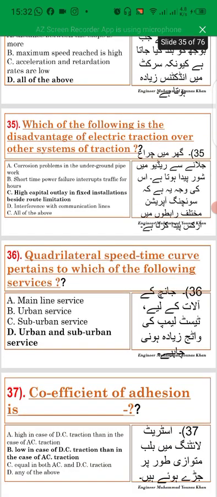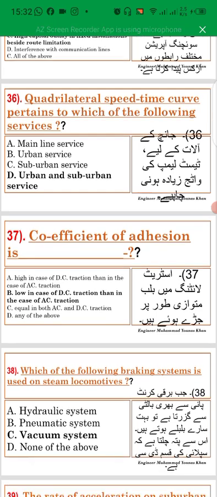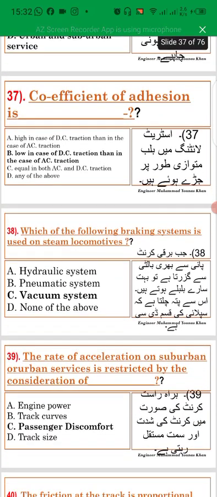Which of the following is the disadvantage of electric traction over other systems of traction? High capital outlay in fixed installation besides route limitation. Quadrilateral speed time curve pertains to which of the following services? Urban and suburban services. Coefficient of adhesion is low in case of DC traction than in case of AC traction.